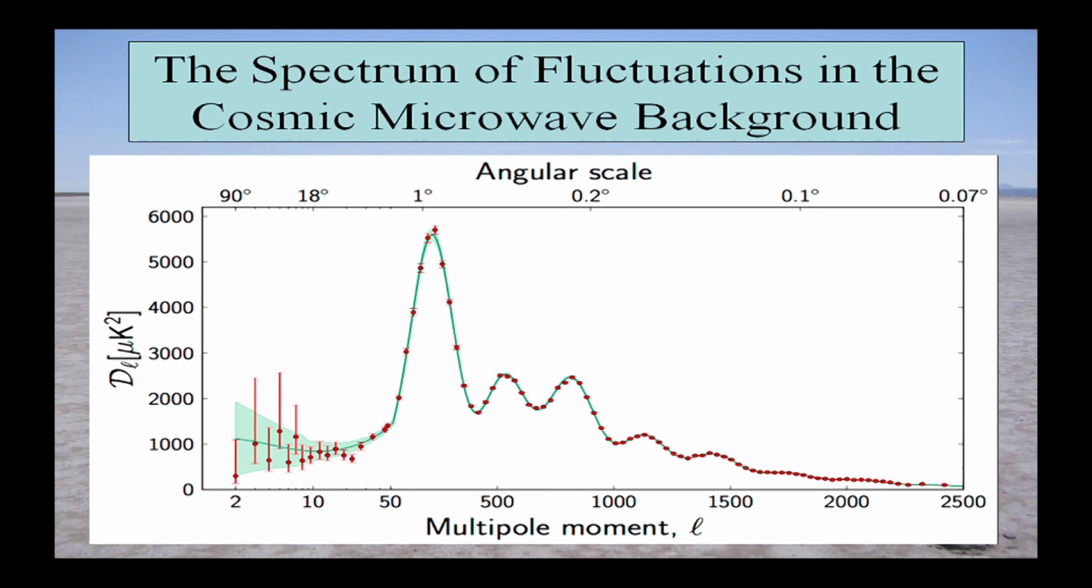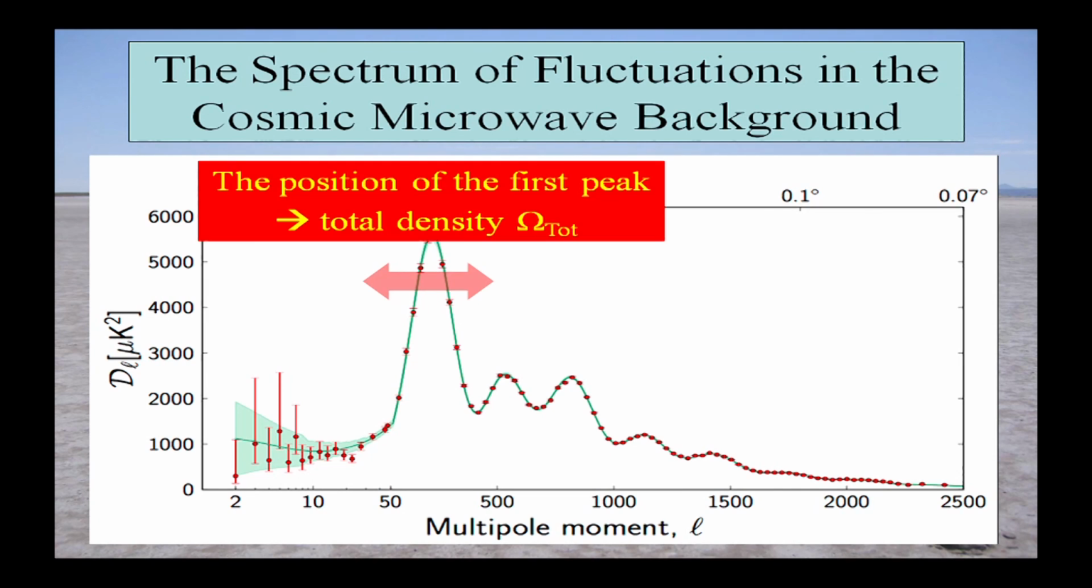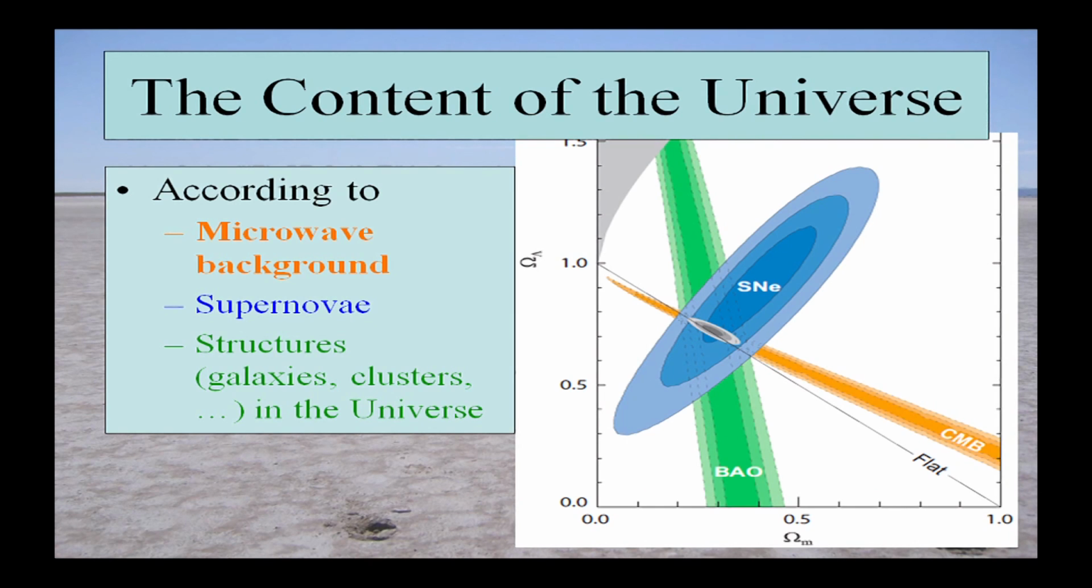Anyway, the position of that first peak in the microwave spectrum tells you the overall geometry of the universe. It tells you approximately the total density of stuff in the universe. And the peaks, their relative magnitude, tell us something about the density of ordinary matter and dark matter. This is a compilation of the information that you get from the CMB in orange, which is combined here with information from other observations of structures, the baryon acoustic oscillations, and high redshift supernovae in blue.